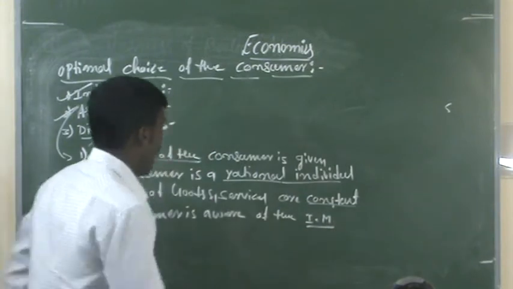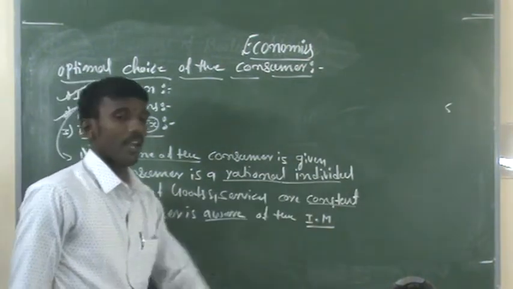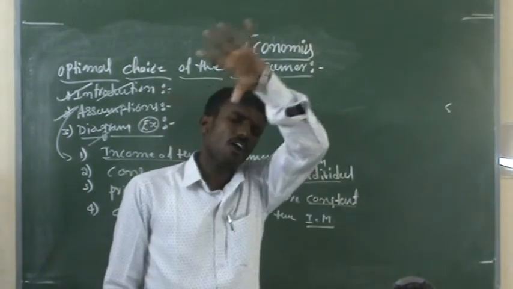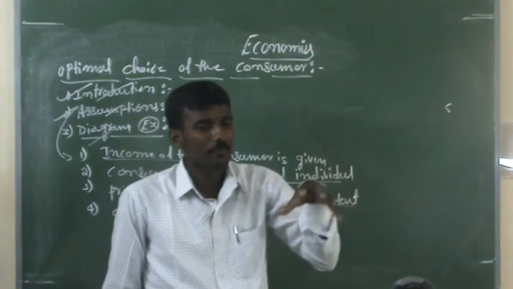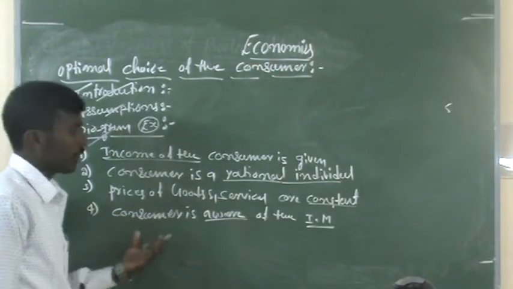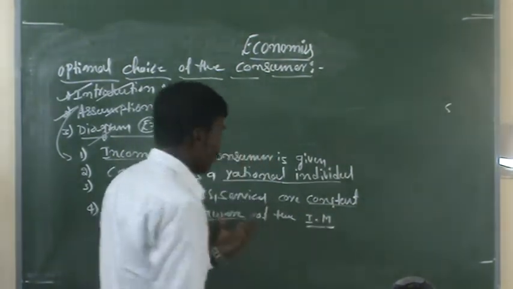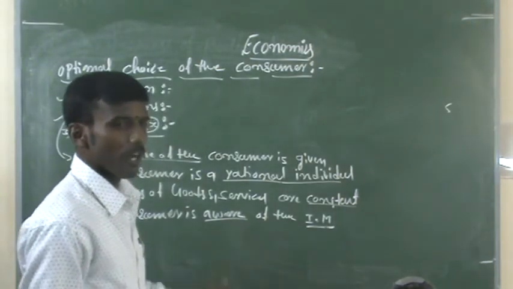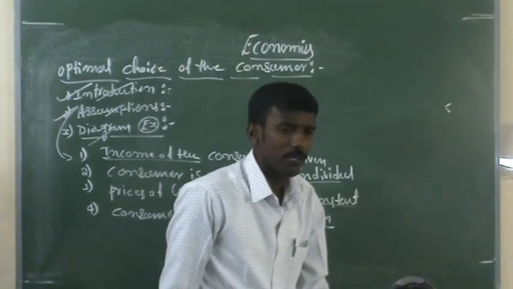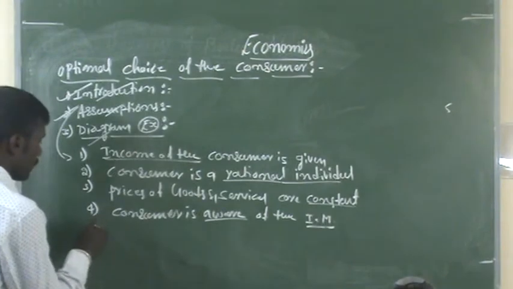The consumer has awareness, knowledge and information about that map, that is, what it is and how it looks: a higher indifference curve gives a higher level of satisfaction, a lower indifference curve gives a lower level of satisfaction, like that. The consumer knows all this information regarding the indifference map.